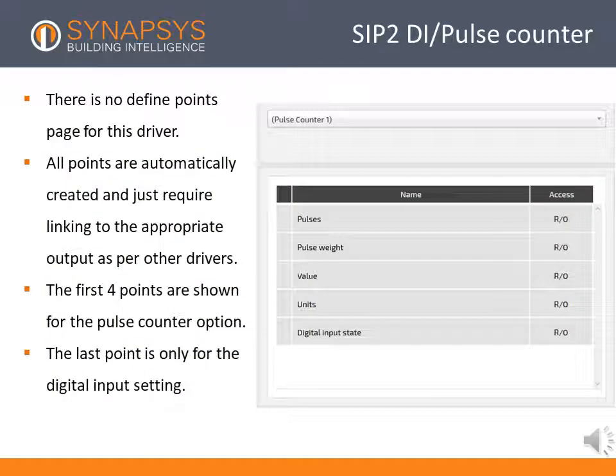There is no Define Points page for the digital input driver. The available points can be found in the Link Points page, depending on the driver mode selected in the COM settings. The digital input mode will display the status point. The pulse counter will allow pulses, pulse weight, value, and units to be available points.